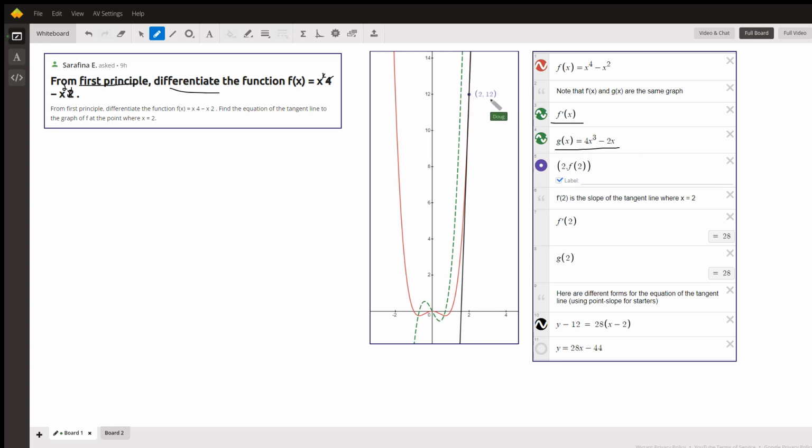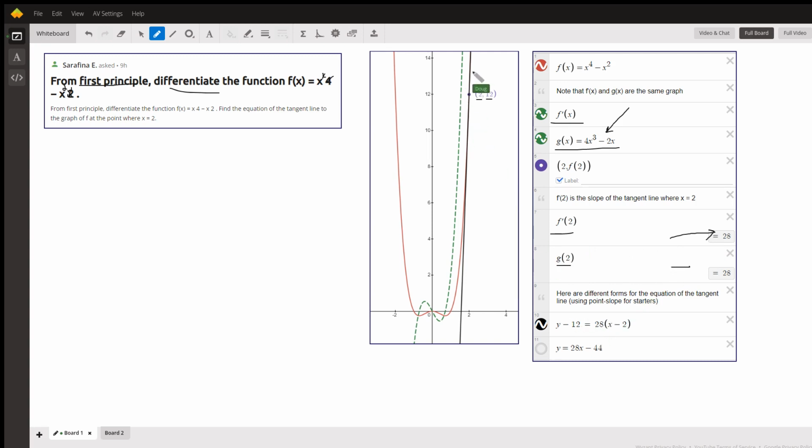The y-coordinate is 12. So if I want the tangent line, I'll plug 2 into this formula, which gives me a value of 28 for the slope of the tangent line. And I get the same result whether I use f prime of 2 or g of 2.